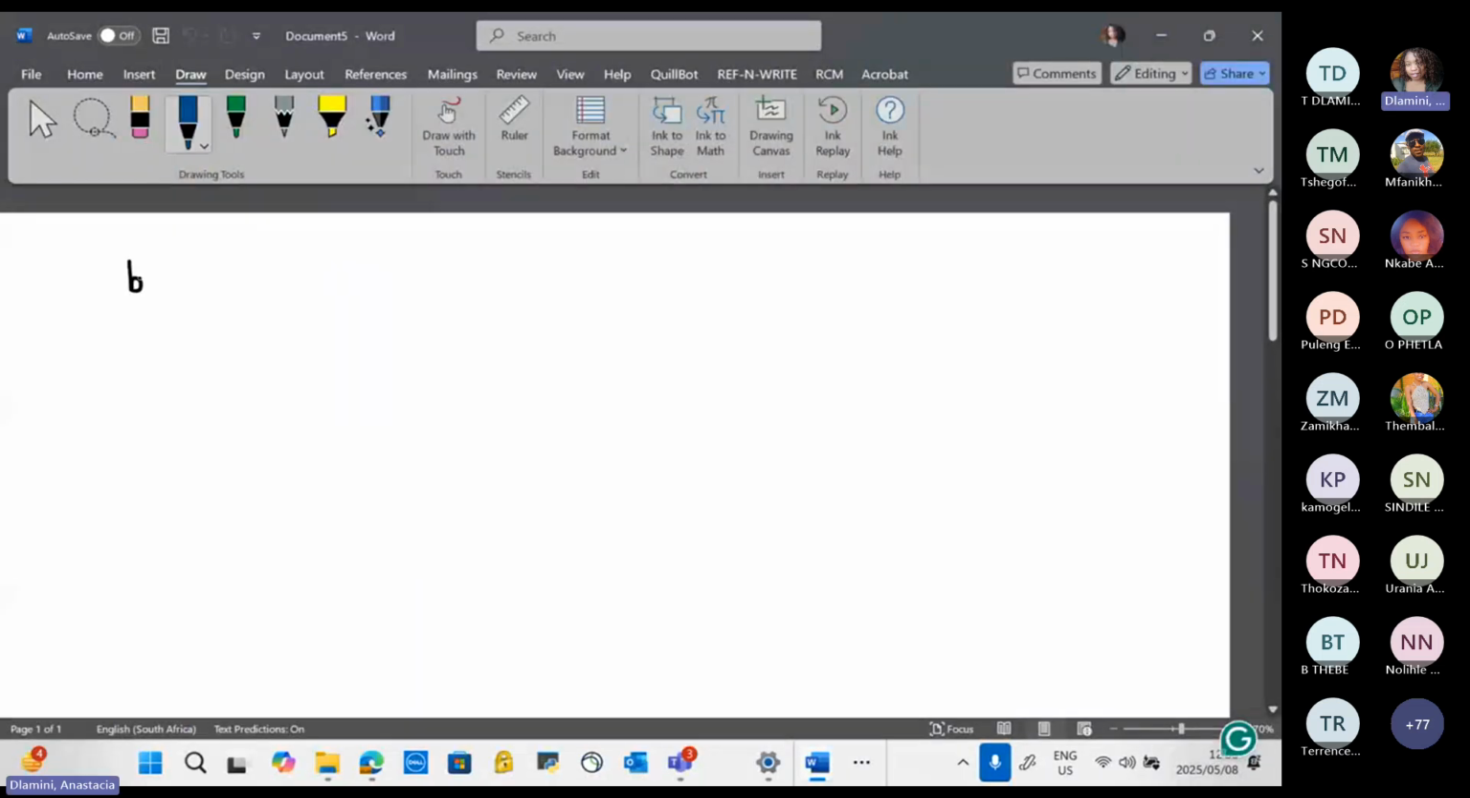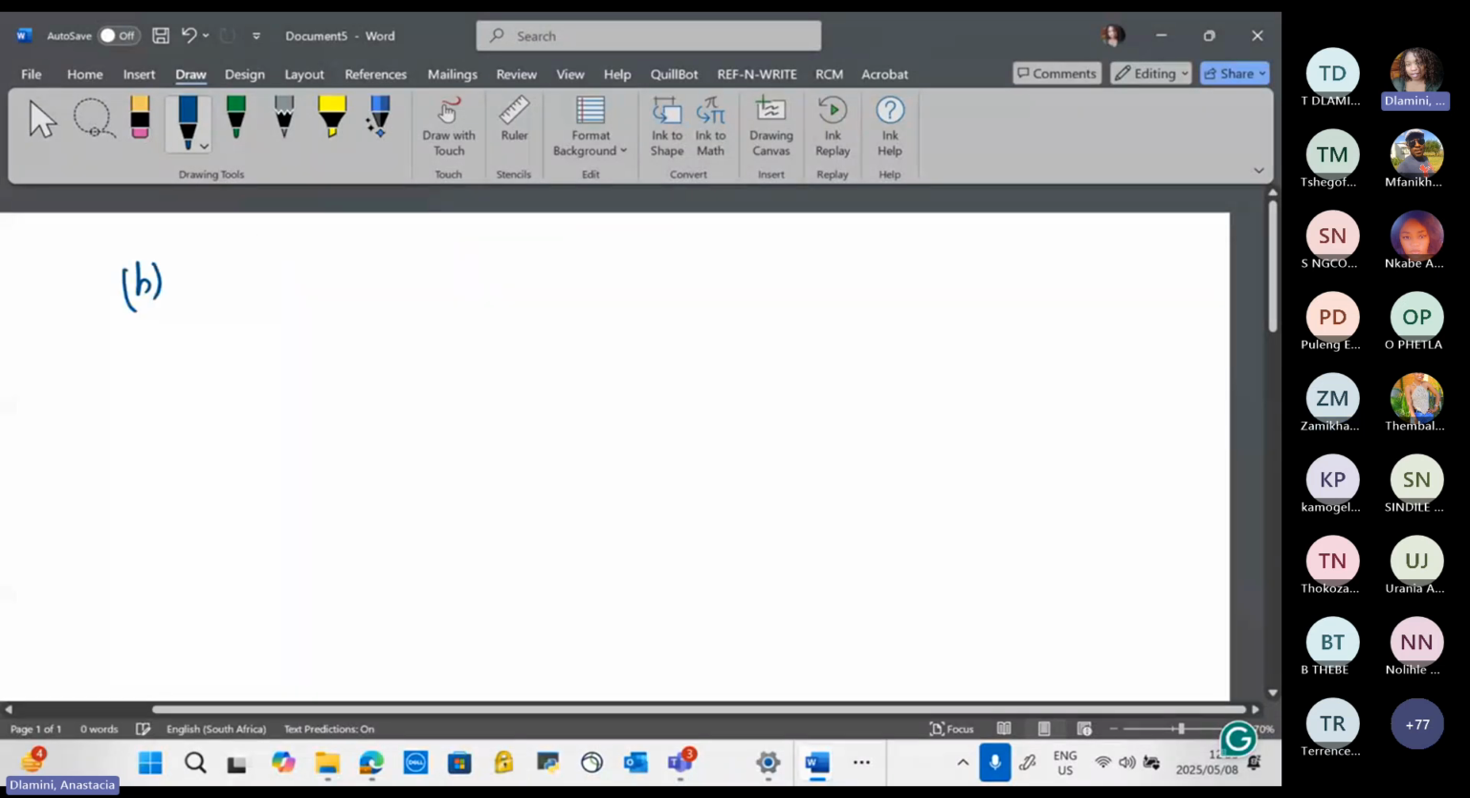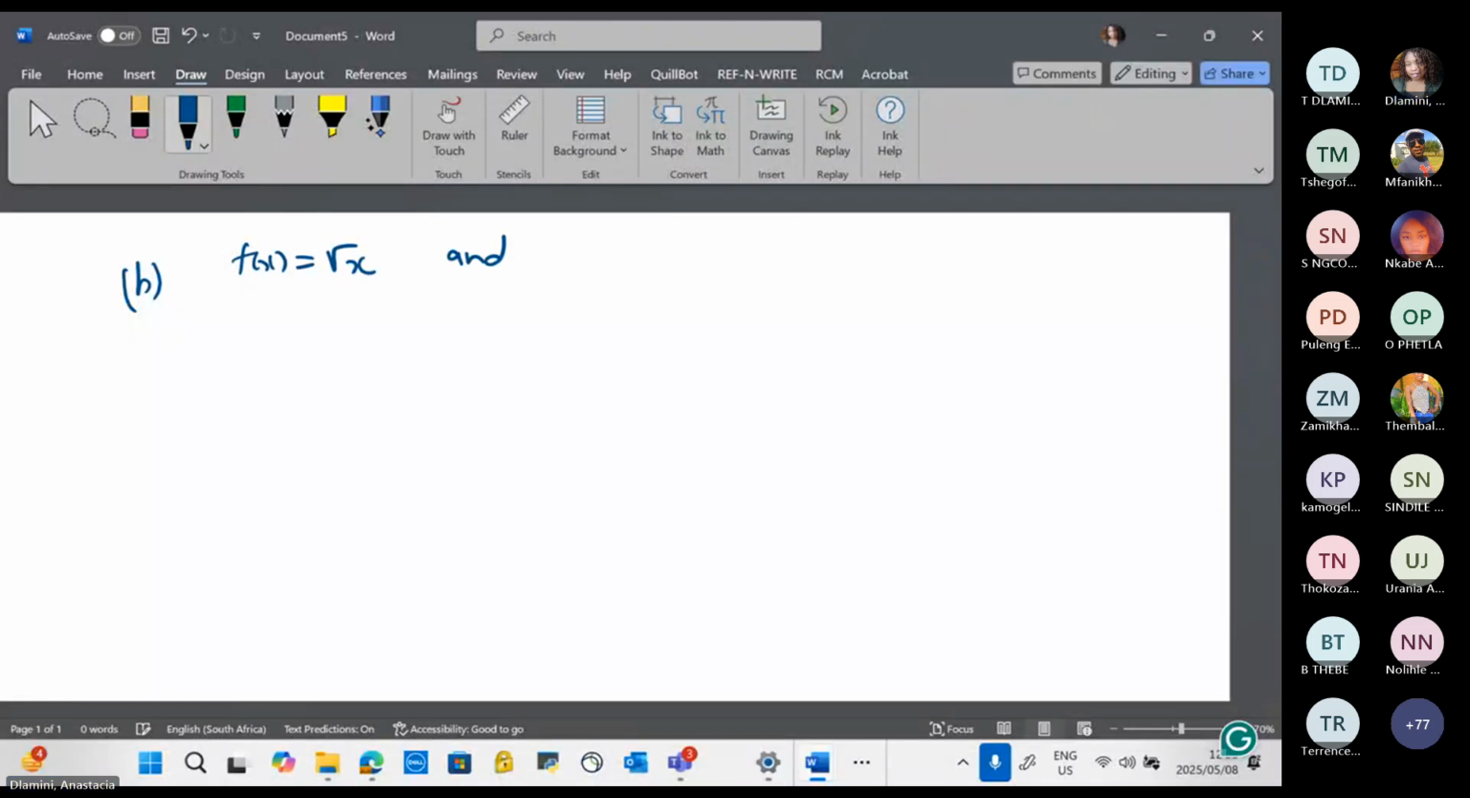Now this is a bit of a long section. B says f of x is equal to the square root of x and g of x is equal to the square root of 2 minus x. Now they want you to find g of f of x, meaning they want you to find g in f of x. Give me the answer. The answer will be the square root of 2 minus the square root of x.